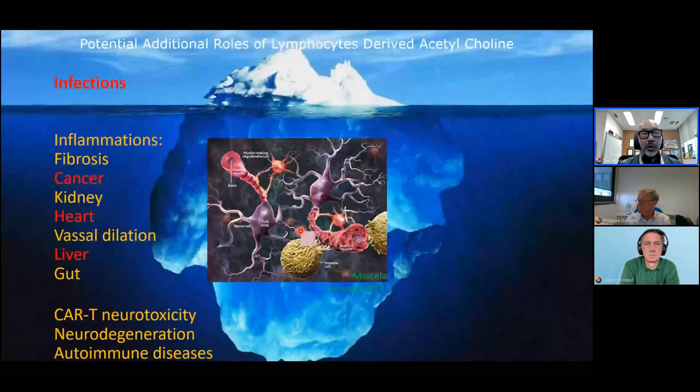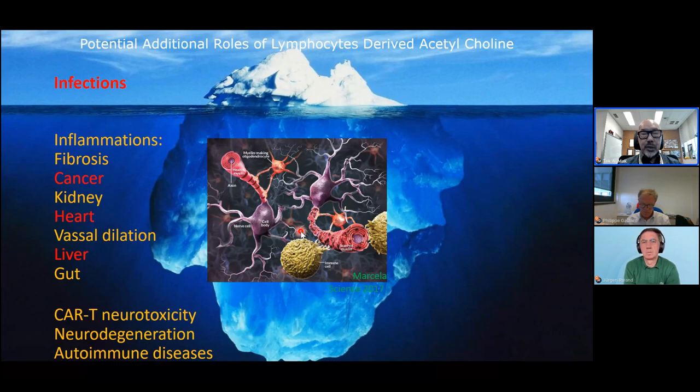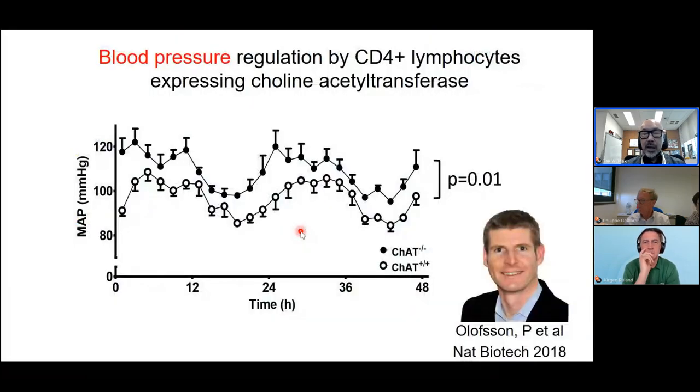Now, there are going to be many, many different implications to this particular connection between the brain and the immune system, leading to the immune cells, T and B cells, making acetylcholine. But I have no time to describe it. We are very excited about pursuing this. Along this line, in collaboration with Peter Olofsson, we're able to show that the acetylcholine on the T cells is able to change the blood vessels, blood pressure of the mice.